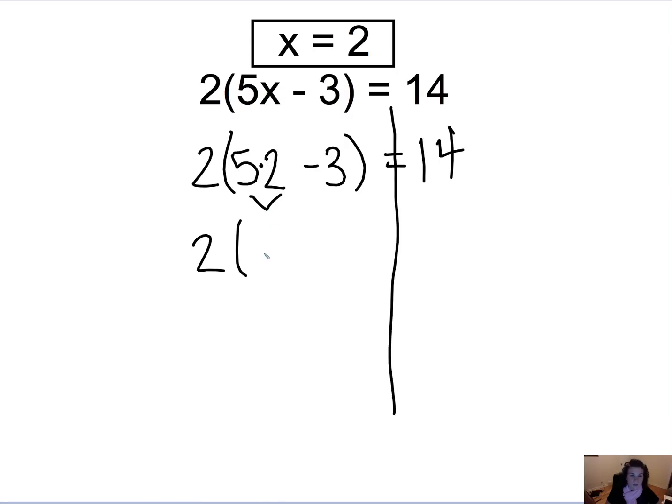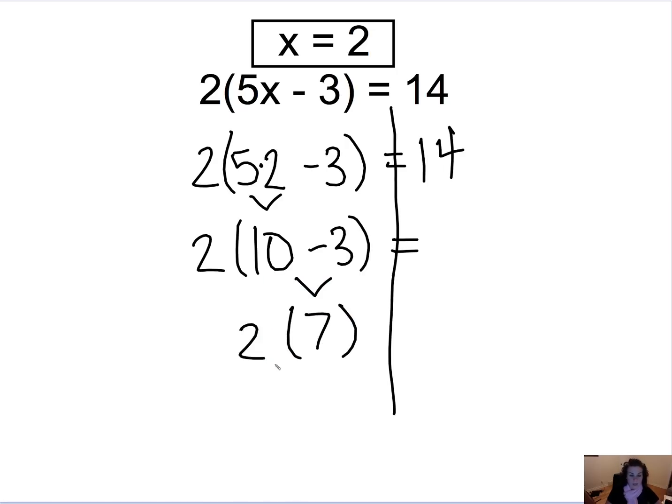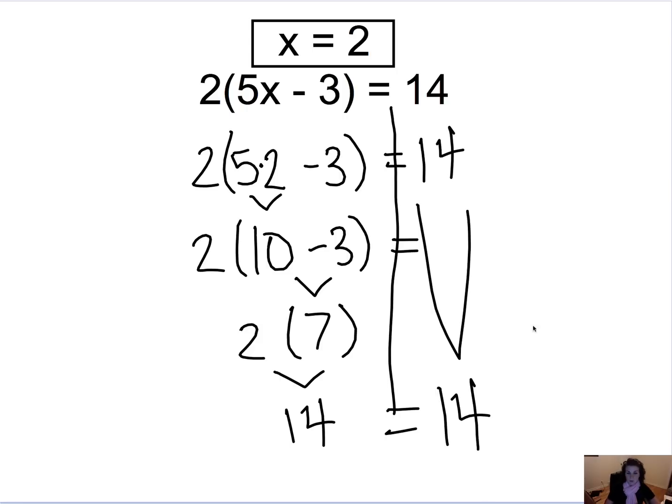I'm going to do this. 5 times 2 is 10. Bring everything else down the way that it appears. And then we have parentheses still, so 10 minus 3 would be 7. Keep it in parentheses and bring down the 2. And then 2 times 7 is 14. On the right-hand side, we can't do anything. It's already by itself, so 14 equals 14. That's a true statement, so we are correct.